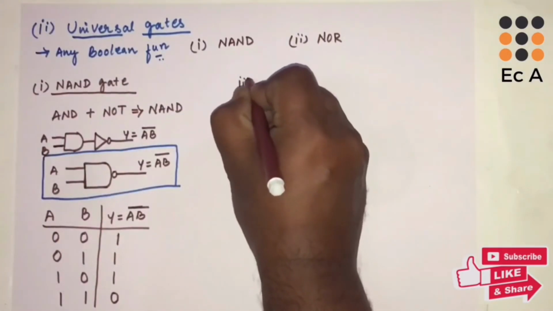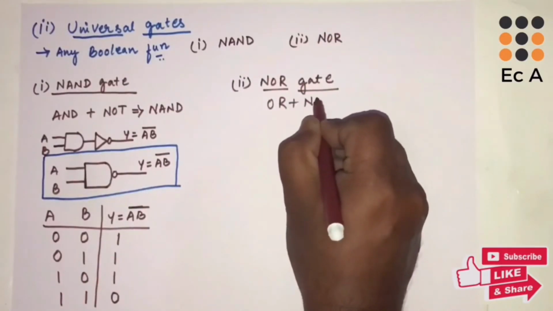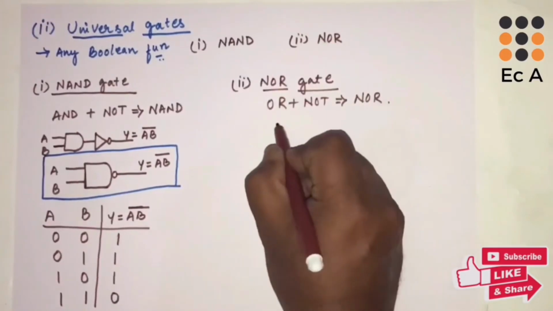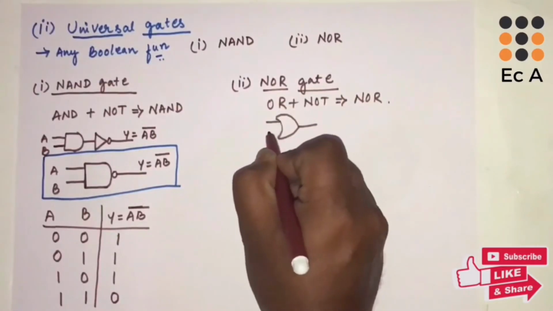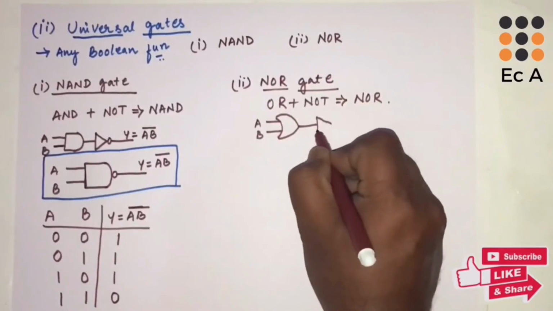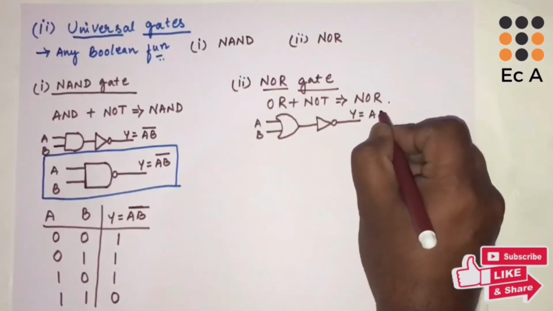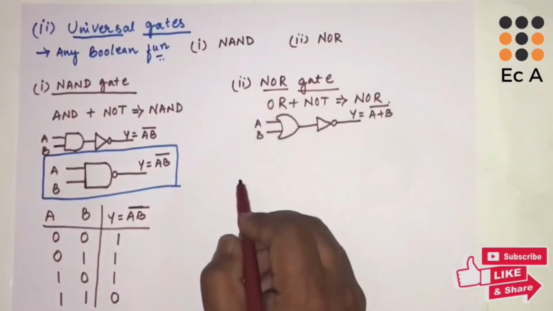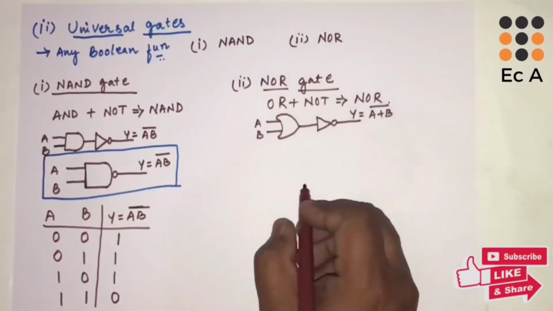Now let us see NOR gate. OR gate plus NOT gate will give us NOR gate. So if we take an OR gate with two inputs A, B, and at the output of the OR gate we connect a NOT gate, the output will be A plus B whole bar. So this is the operation of NOR gate, where it is taking the complement of OR operation.